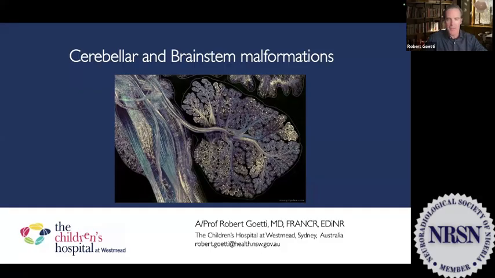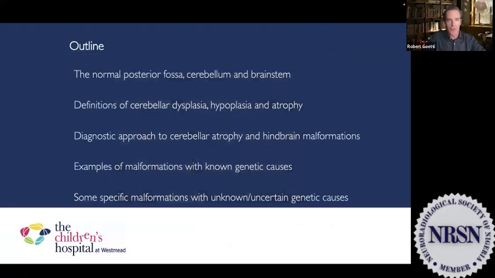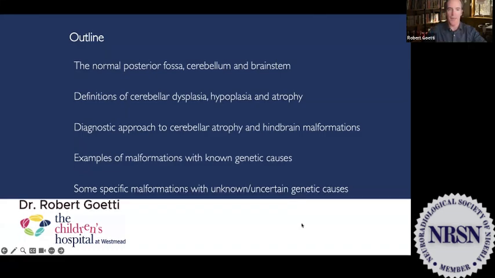I will spend approximately the next 45 minutes talking to you about cerebellar and brainstem malformations. As you might hear, I have a bit of a cold, so please apologize if I need to cough in between. Anyway, in the outline of my talk we will start looking at the posterior fossa, the normal cerebellum and normal brainstem, because we need to determine what is normal before we can see what is pathological. We'll look at definitions of cerebellar dysplasia, hypoplasia, and atrophy. Then we'll move on to a diagnostic approach, first looking at cerebellar atrophy, and then also at hindbrain malformations. Along the way, I will show you several examples of specific malformations with unknown or uncertain genetic causes.